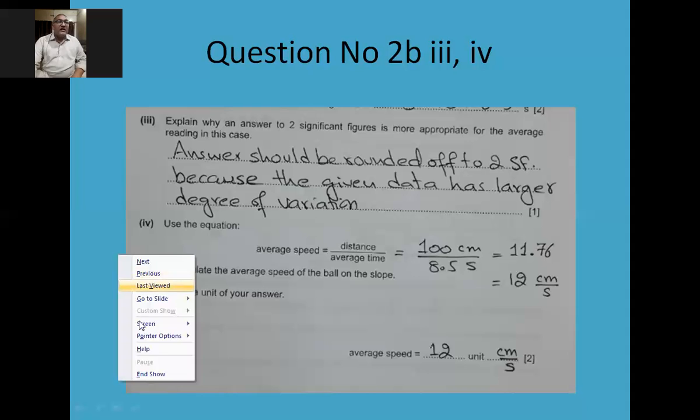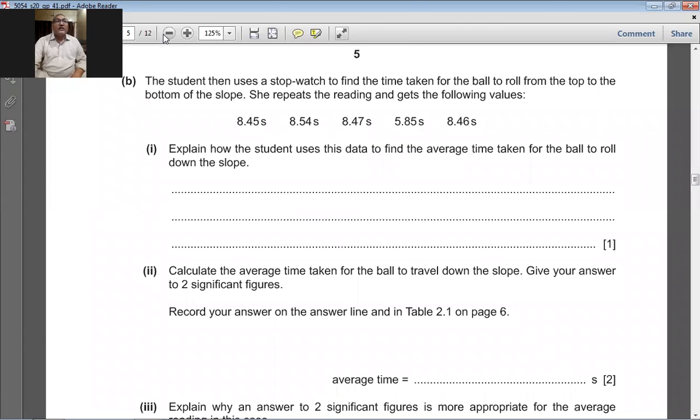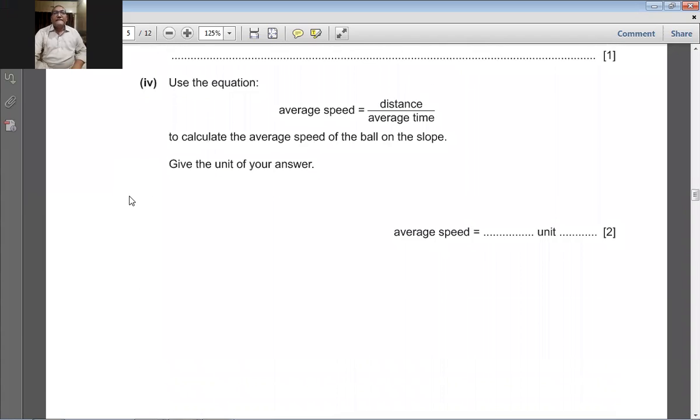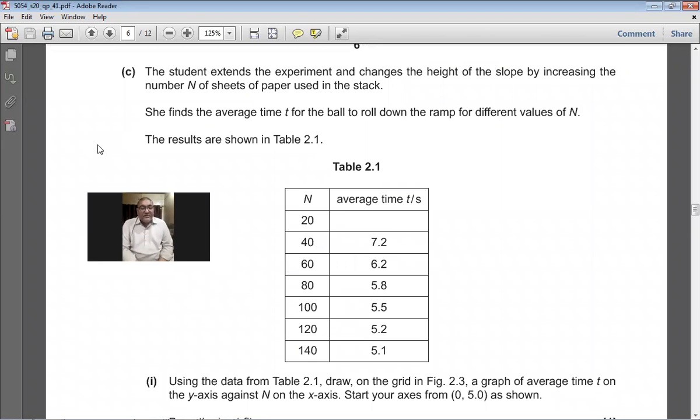The C part is, let me go to the paper and show you. So this was what we were working on. Over here, C part. The student extends the experiment and changes the height of the slope by increasing the number n of the sheets of paper used in the stack. She finds the average time t for the ball to roll down the ramp for different values of n. The results are shown in table 2.1. In the table 2.1, you can see we have a blank to fill in, and you have to put that average time, which was 8.5.